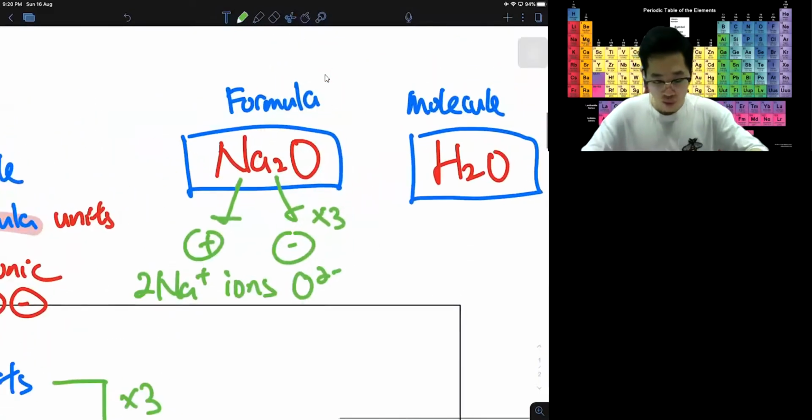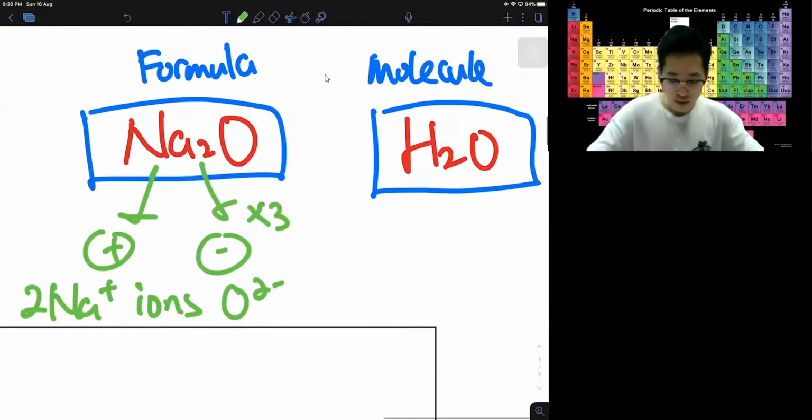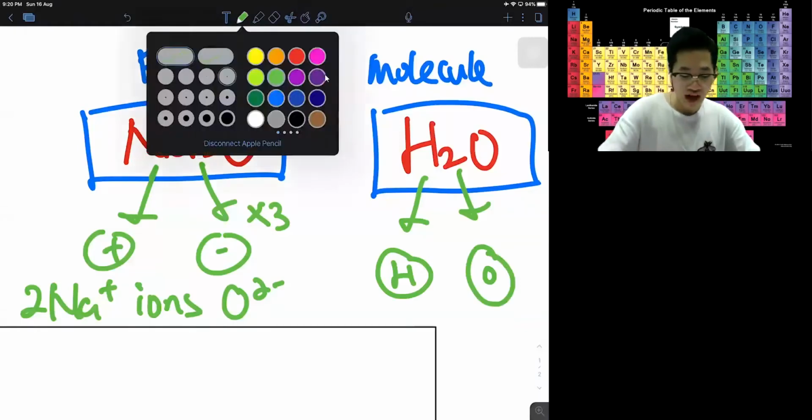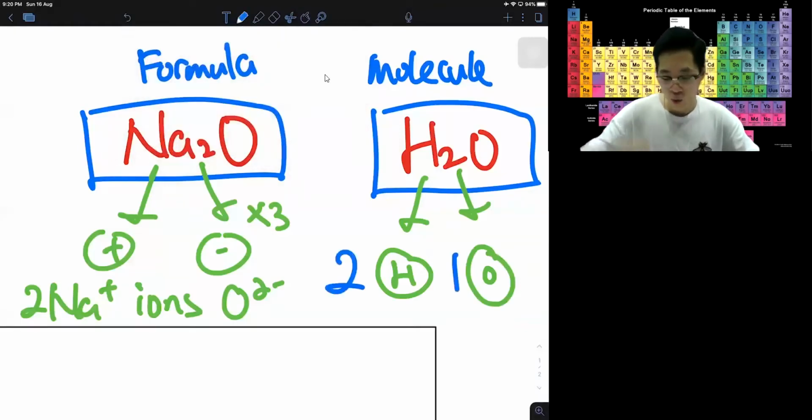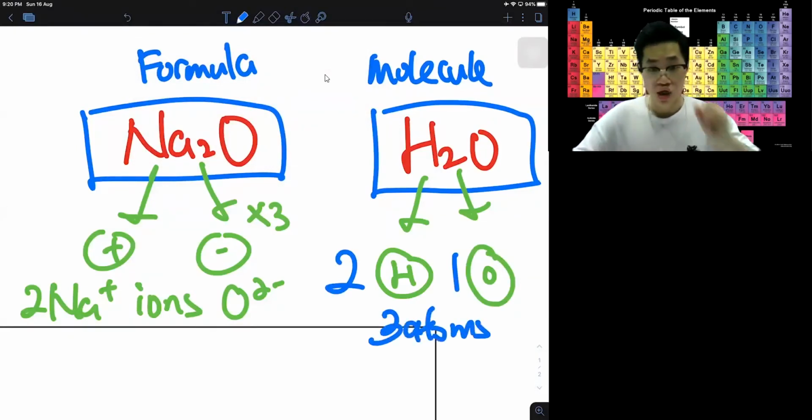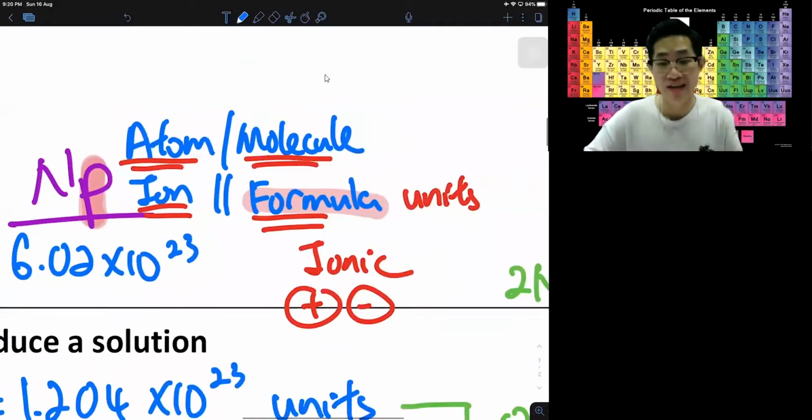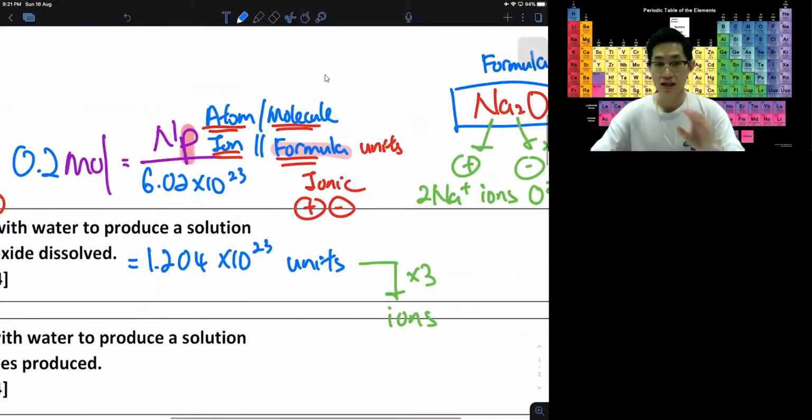For H2O, same. This is a molecule, so it can be split into atoms: hydrogen atom, oxygen atom. We have 2 hydrogen atoms, 1 oxygen atom. So total will be 3 atoms. So remember, they are totally different things. You must check the unit carefully so that you know what to do with the final answer, whether you leave it, multiply it, or divide it. Can, the first part.